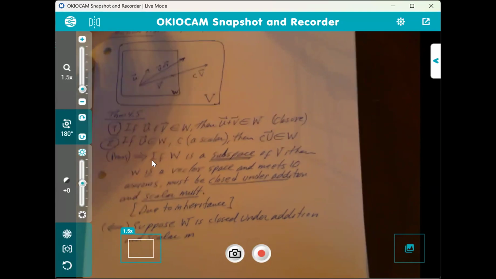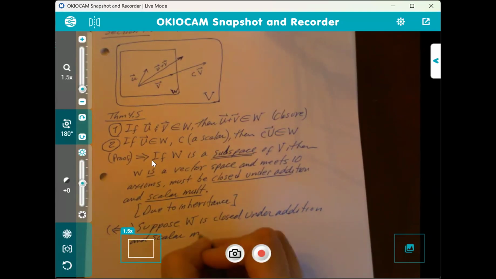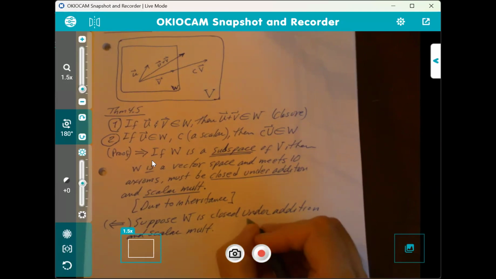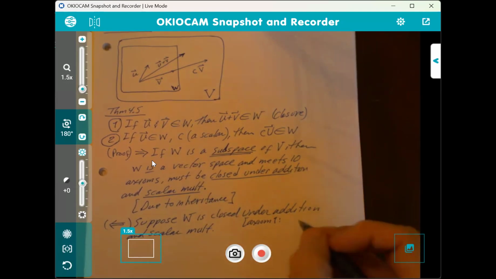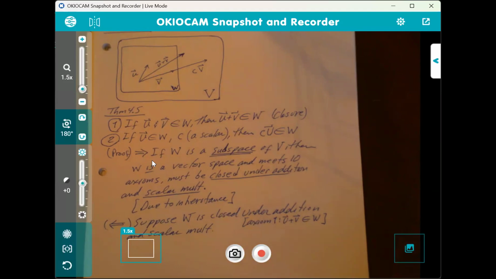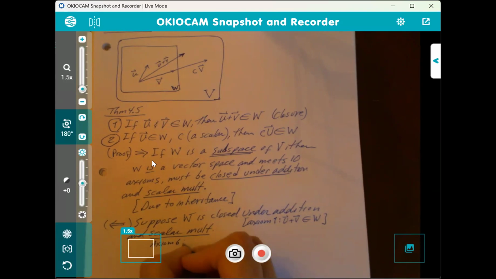So if W is closed under addition and scalar multiplication, again, we take that to be a fact. Well, the fact that it's closed under addition, this one is axiom 1 of those 10 axioms. That means U plus V is in W. Okay. And closure under scalar multiplication, this one would be axiom 6 of those 10 axioms. This is axiom number 6 that tells us CU is also in W.